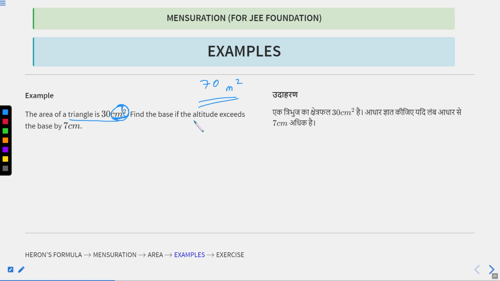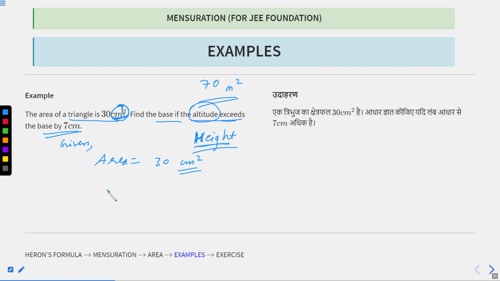Now we have to find the base, if the altitude exceeds the base by 7. Altitude, you all know, means the height. Let me write what we mean by altitude: altitude means height. Always start with what we are given. So the area is given to us as 30 centimeter square. Always write the respective units.